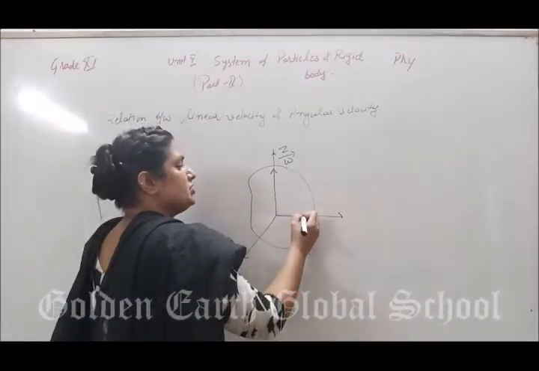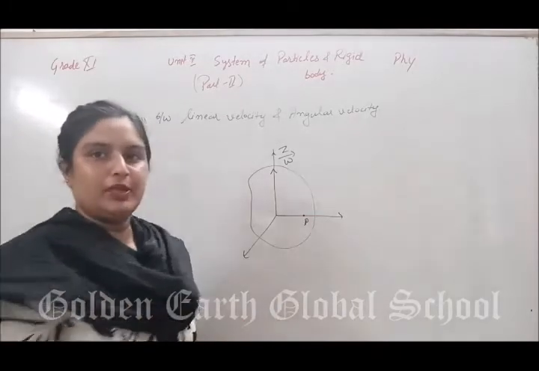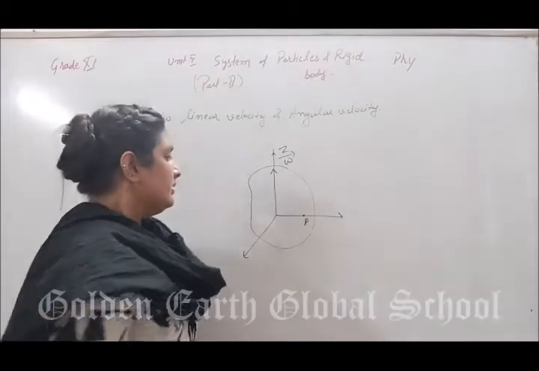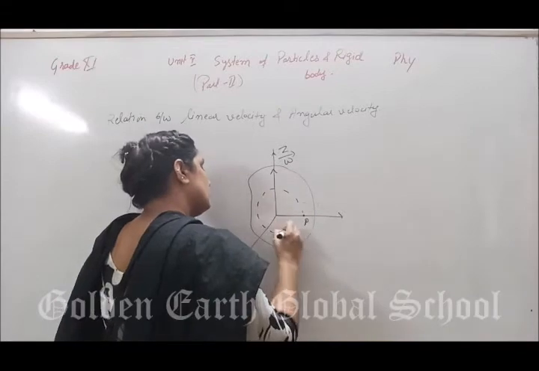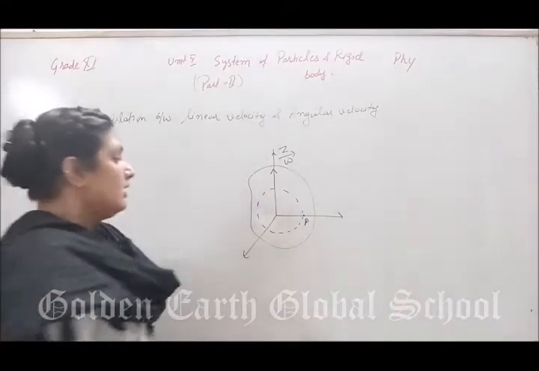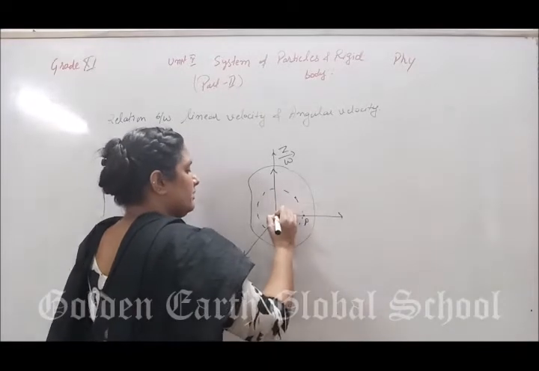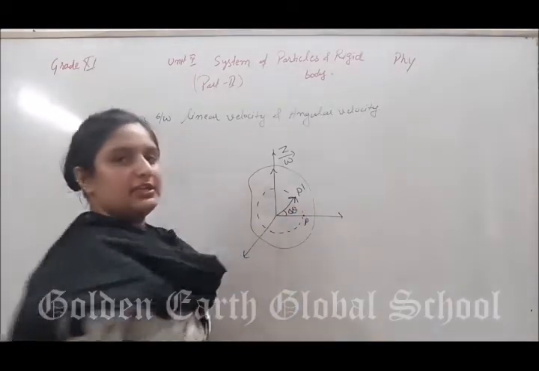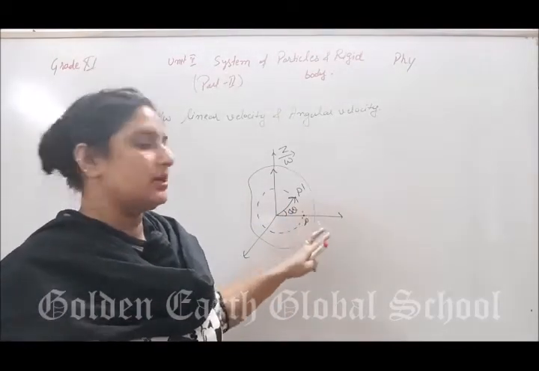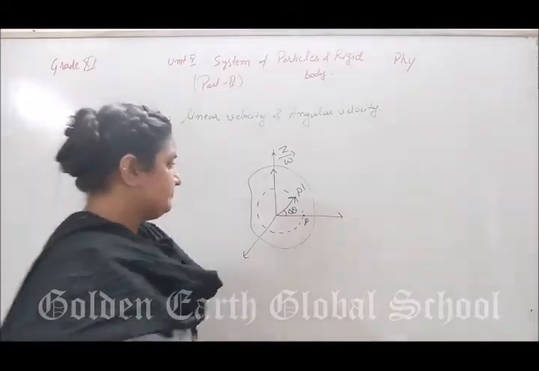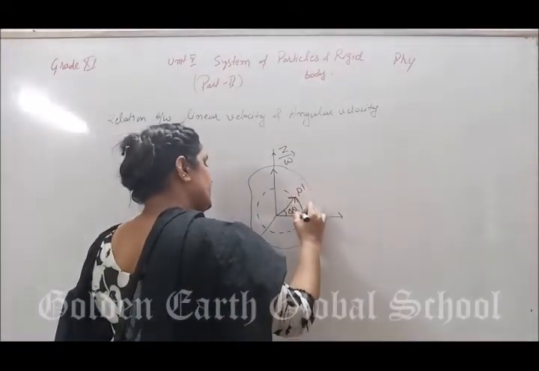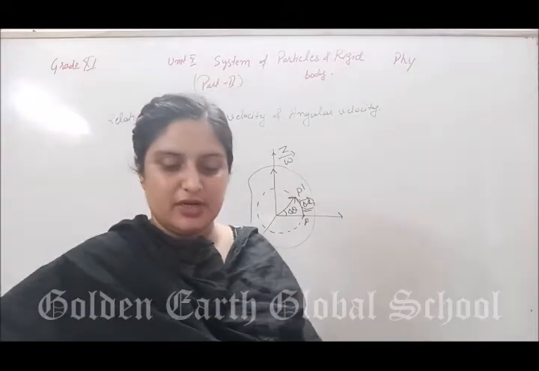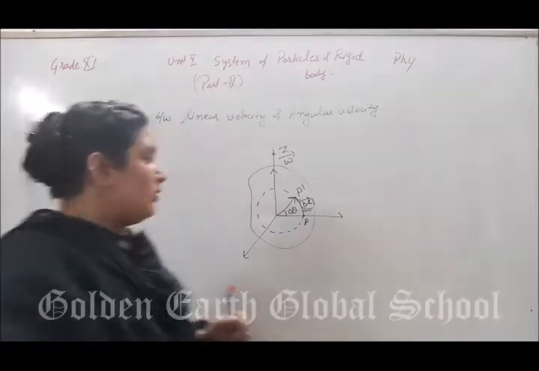Now, let us suppose initially any particle is at point P at time t equal to 0. Then it is going to move like this. Now after time delta t, let us suppose it reaches the point P dash, such that delta theta is the angular displacement covered by the particle from point P to P dash. Now let us suppose this P P dash distance is equal to delta r, the linear displacement covered.